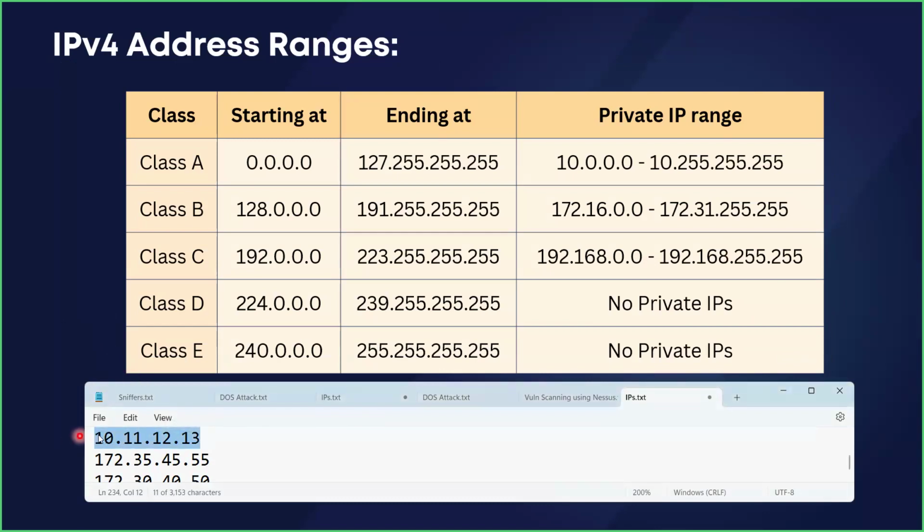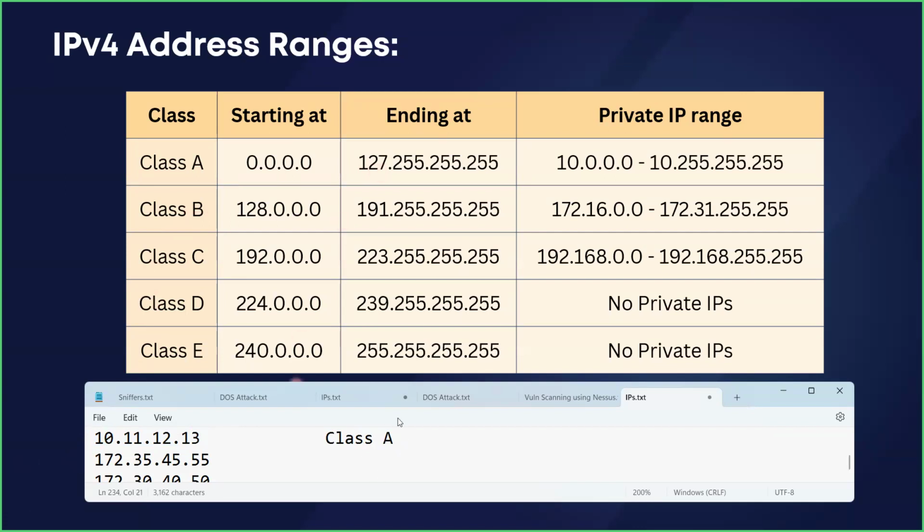10.11.12.13. Which class is this? And is it a public IP or a private IP? Class A, private. Okay, I've got one answer as public IP and one answer as private IP. So this is definitely class A. As you can notice, the first octet 10 falls between 0 and 127. So therefore, this is definitely class A.